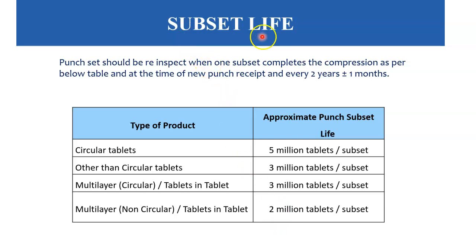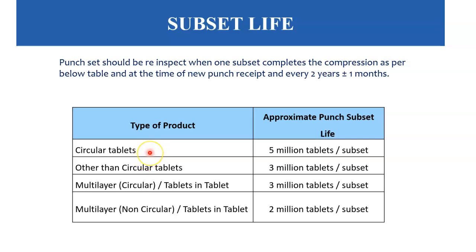Now subset life. The punch set should be inspected when one subset completes the compression as per the below table, and at the time of new punch receipt and every 2 years plus minus 1 month. The inspection of punch set is carried out at receipt of a new punch set and every 2 years plus minus 1 month or according to this frequency of subset life.